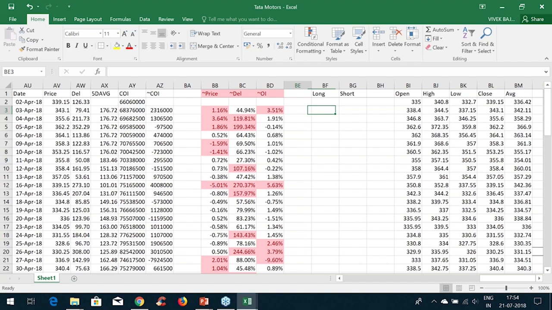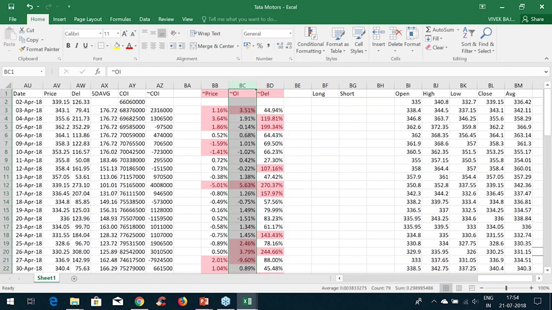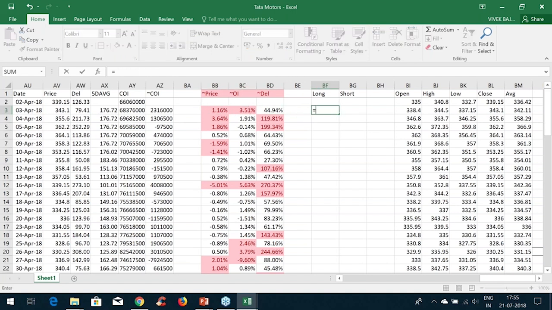On 3rd of April, there has been an increase. Open interest has increased by 3.5%. Sorry, I'll just bring the open interest before the delivery, so I will cut this and paste it here. So price has gone up, open interest has gone up. Delivery, I'm not giving importance for the last 3-4 days, because we have taken the first 3-4 days as an average of future. So open interest has gone up, price has gone up, that means new longs have entered the system. So I will add here, I will just give the reference of long.